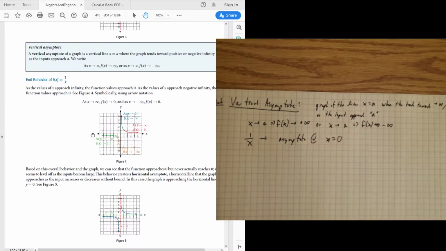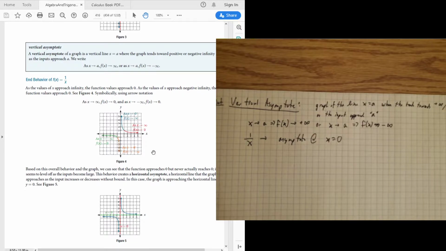Because to the left of 0, we are tending downwards. Notice straight down almost. This means you're going towards negative infinity. As x approaches 0 from the left, f of x approaches negative infinity. And then on the other side of that, as x approaches 0 from the right, f of x approaches positive infinity. So this is by definition an asymptote.